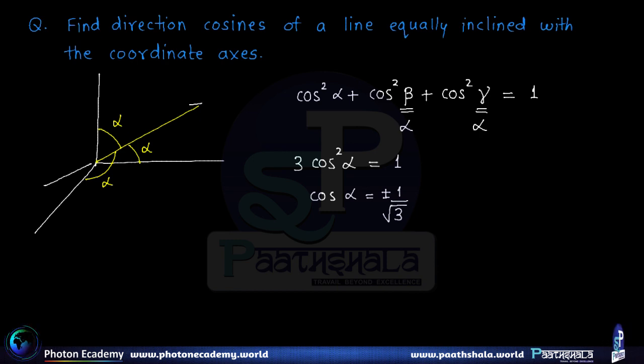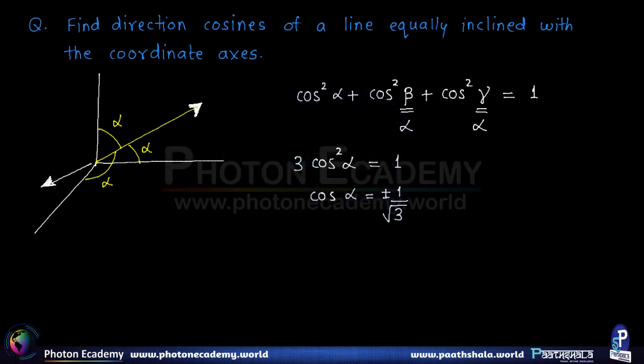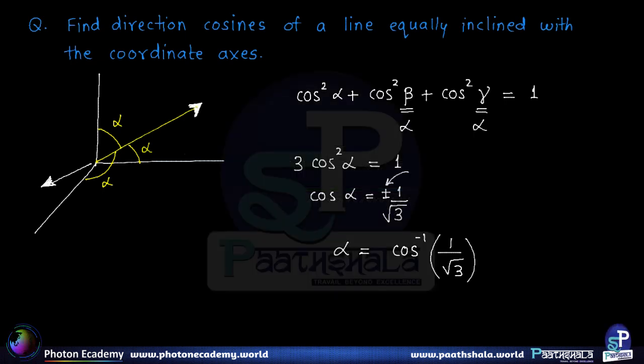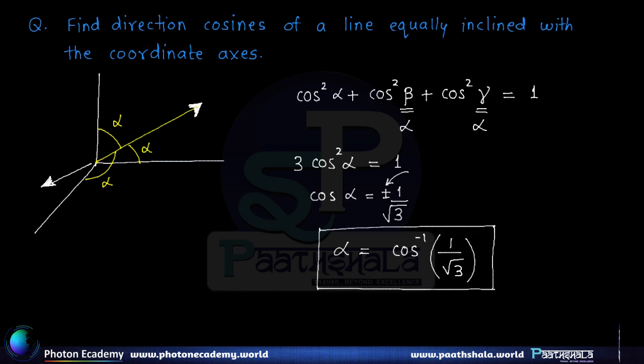So if this is the original direction of a line, then the minus will just indicate the opposite direction on that line. So therefore alpha is nothing but cos inverse of 1 upon root 3 if you consider the acute angle, that is taking the positive value in the cos. So this is the angle which the line makes with all the axes. Let's see the next question.